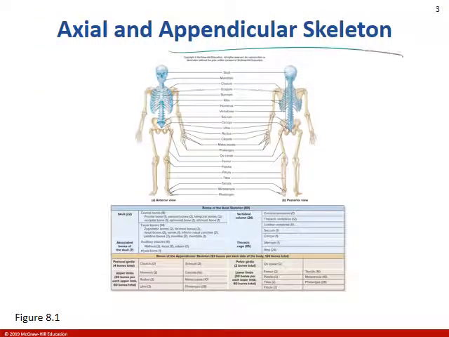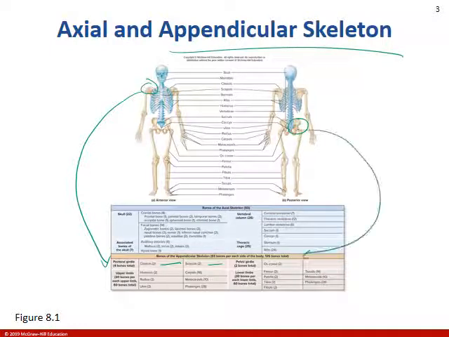Nice representation of the appendicular skeleton. We can see here the pectoral girdle. So the pectoral girdle includes both the clavicle and the scapula. And then we can see the pelvic girdle, which includes the os coxae.